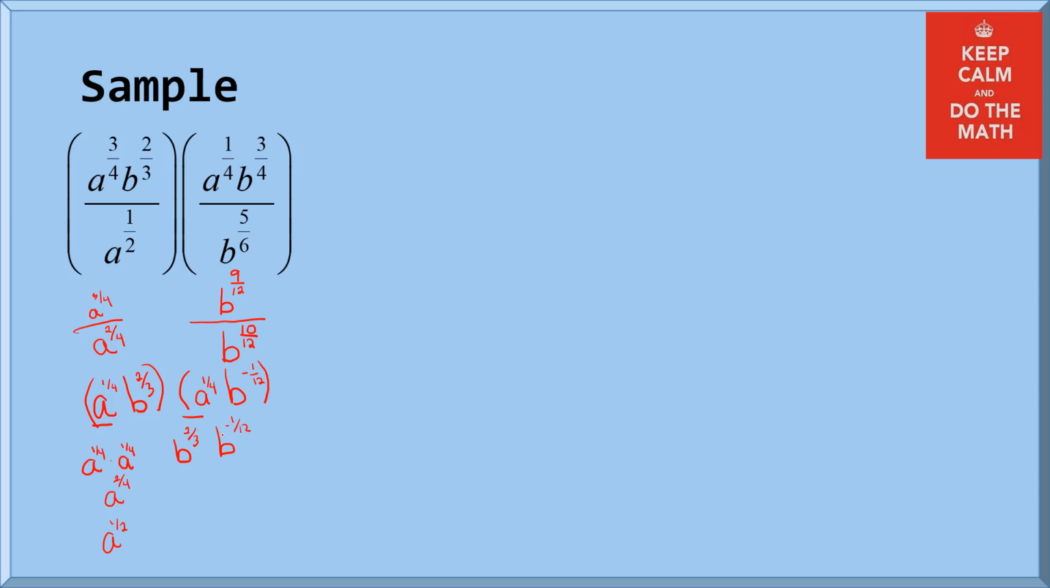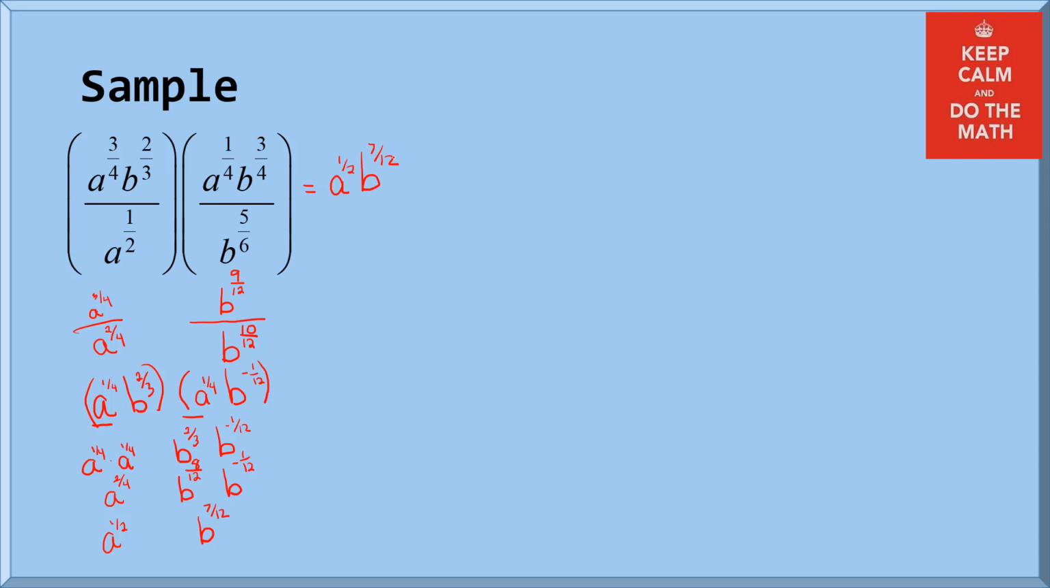Now over here though, again, we don't have the same denominator, but 3 goes into 12, so we'll just use that denominator. So let's change 2/3 to a fraction with a denominator of 12. 3 times 4 is 12, so I'm going to multiply the numerator by 4, which gives me 8. So I have 8/12 times b to the negative 1/12, and 8/12 plus negative 1/12 is b to the positive 7/12. So my answer is a to the 1/2 power times b to the 7/12 power.